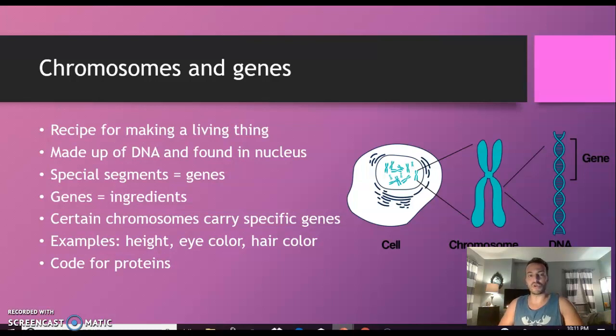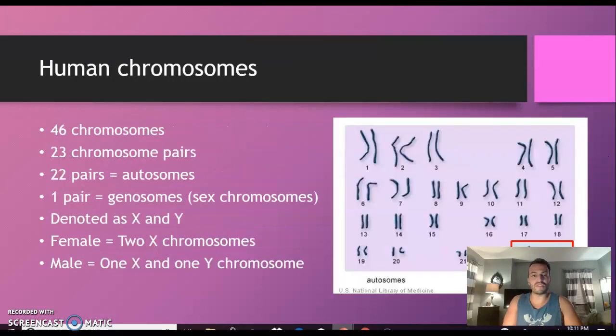Genes are basically the ingredients of human life, and they can be known as special segments. They're special because these segments code for certain proteins that give us our unique characteristics, such as different eye colors, different hair colors, different heights. There are tons of characteristics we could go through, but there are way too many. But it is important to note that these genes are going to be talked about later and how they influence the gender of a human.